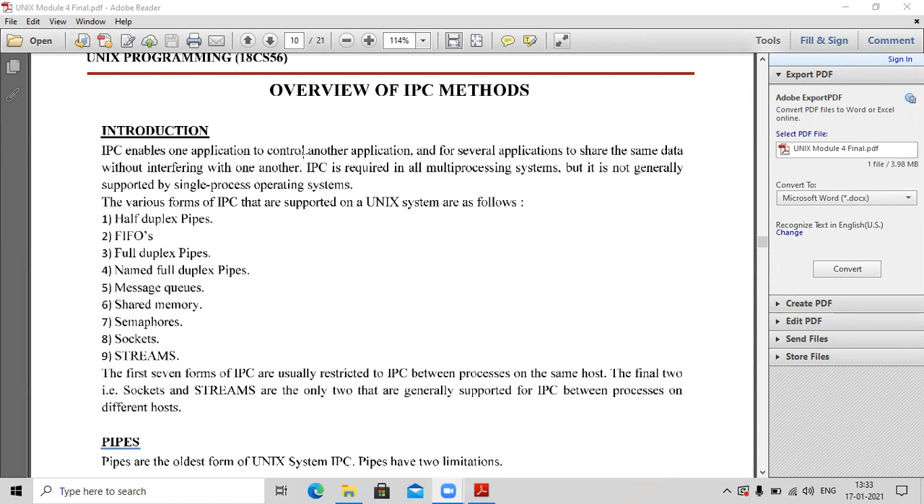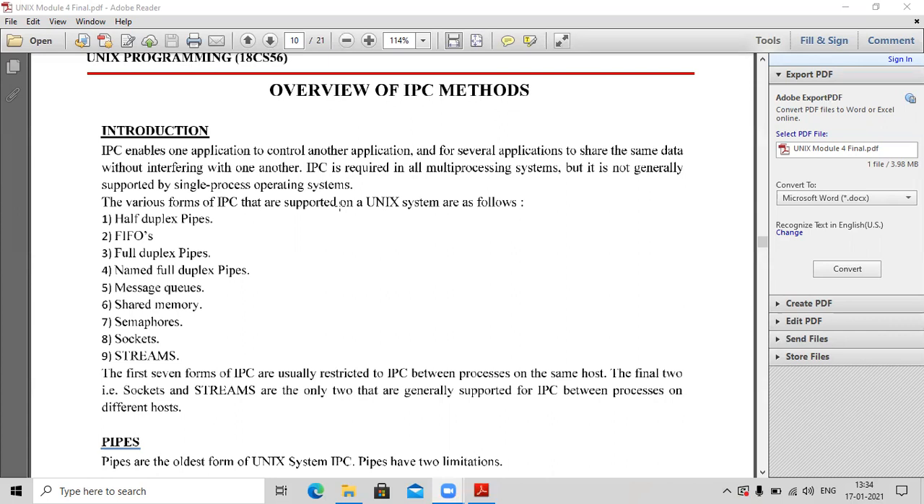Inter-process communication is usually required in a multi-processing system. That means when multiple processes are running simultaneously, such processes have a need to share their data. At that time, we use a concept called IPC, inter-process communication. But in a single process operating system, we cannot see IPC because at any particular point of time, only a single process will be running. There, the concept of IPC won't come into the picture.